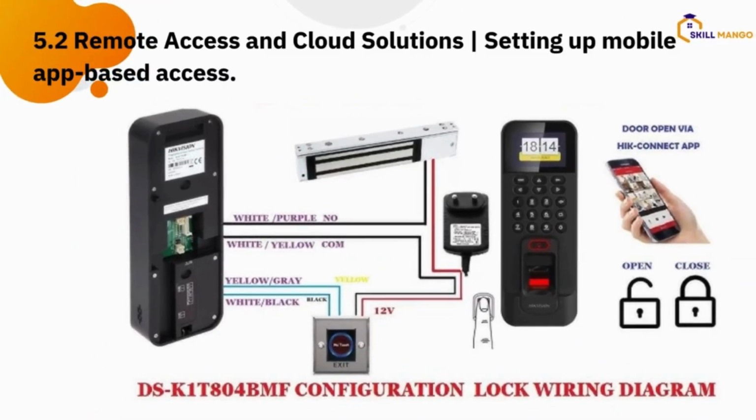Okay, so welcome back to this module. In this module we'll be talking about remote access and cloud solutions. Remote access is just the ability to check your door from anywhere in the world. There are some models of iVision access control readers that have a camera function, meaning that you can see who is at the door on your phone. You can decide to use your phone to lock or unlock the door.